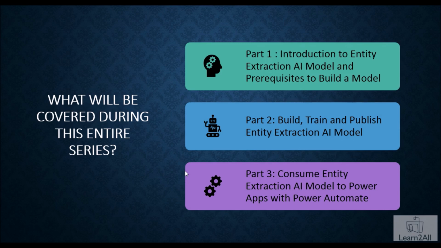In the second part of the series, we are going to build the entity extraction AI model. After that, we will train our model and publish our model. In the third part of this series, we are going to use our published entity extraction AI model to power apps with the help of Power Automate.